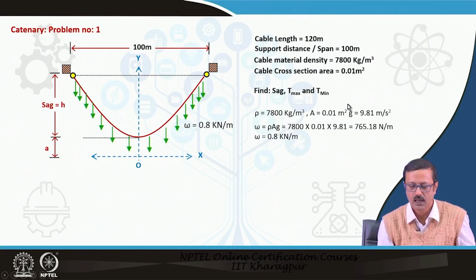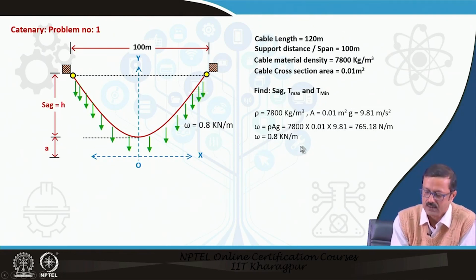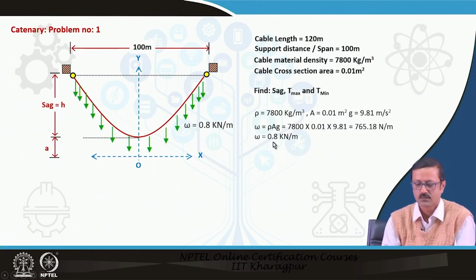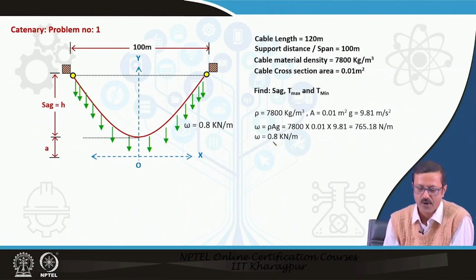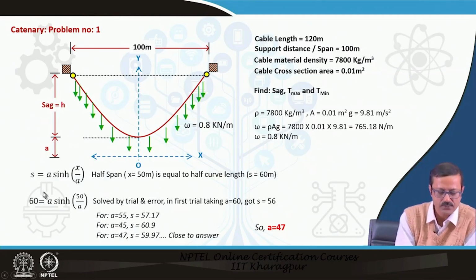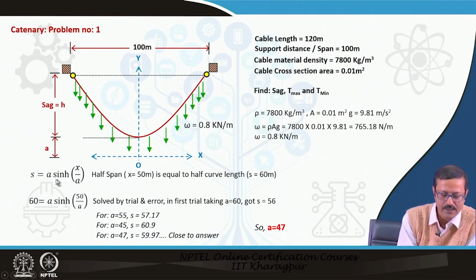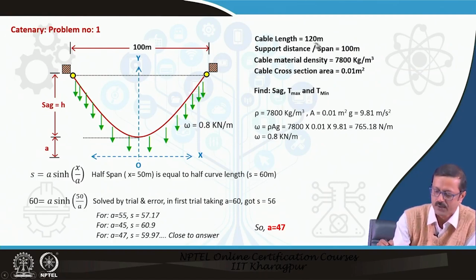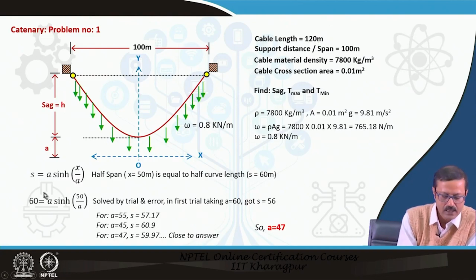So here I first find out omega, that is the intensity of the loading, which is 0.8 kilonewton per meter. And what I do, I first use the equation S equal to a sinh(x/a). S for a half span means this much of span. I know the x value is 50 meter, half of 100, and the S value is half of 120 meter, that is 60. So put S equal to 60 and x equal to 50.